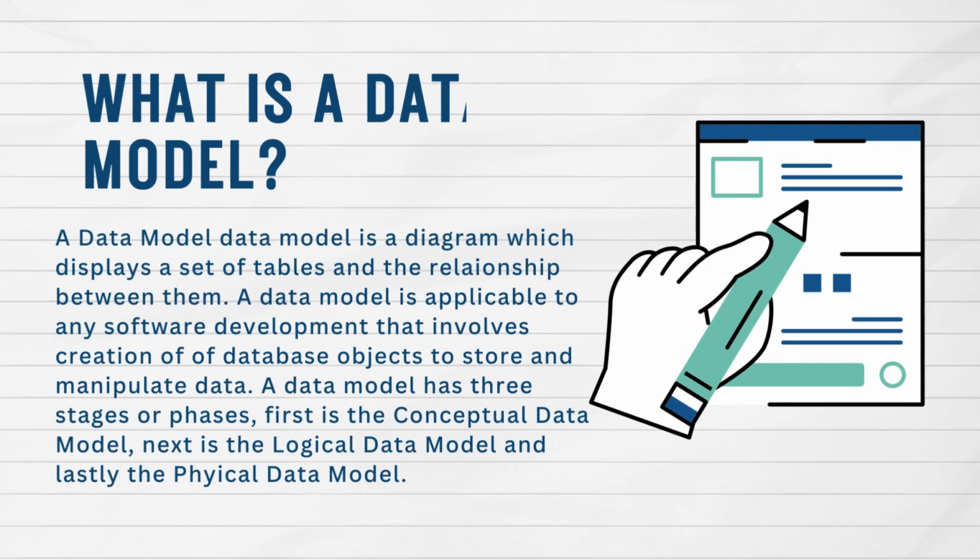First, let us define what is a data model. A data model is a diagram which displays a set of tables and the relationship between them. A data model is applicable to any software development that involves creation of database objects to store and manipulate data. A data model has 3 stages or phases. First is the conceptual data model. Next is the logical data model, and lastly the physical data model.